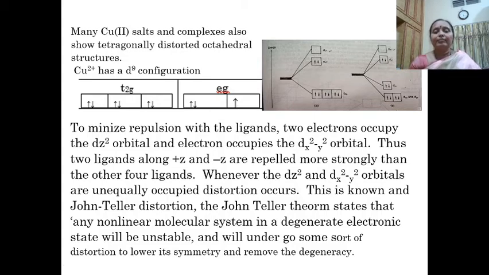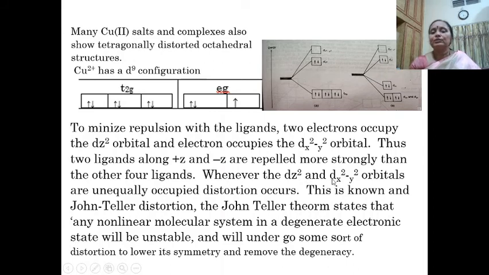So this electron can be present either in dx square minus y square or dz square. Here we have the t2g and here we have the electrons. There is going to be a splitting. Now to minimize the repulsion, the 2 electrons occupy the dz square and the single electron occupies the dx square minus y square orbital. Thus the 2 ligands along plus z and minus z are repelled more strongly than the 4 ligands.